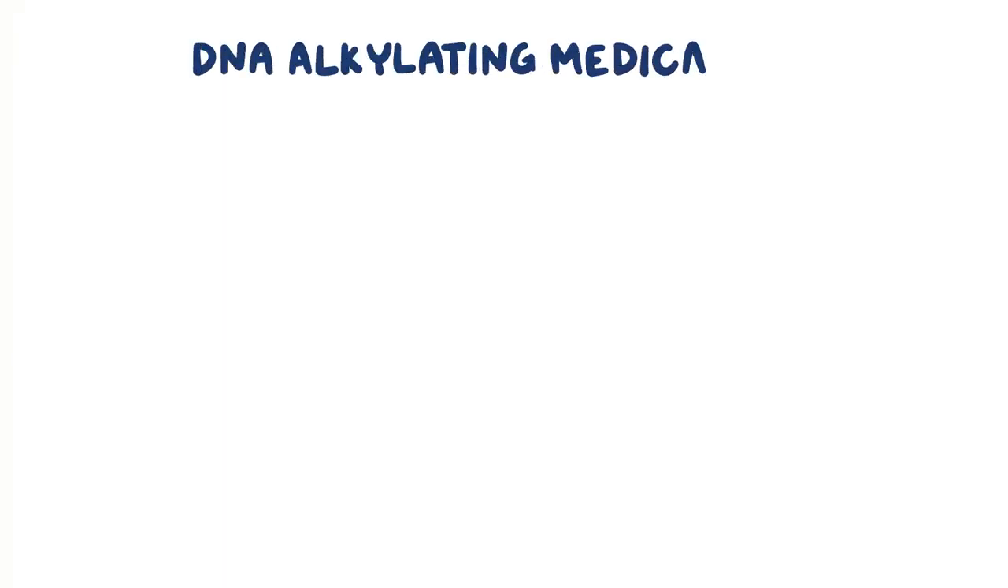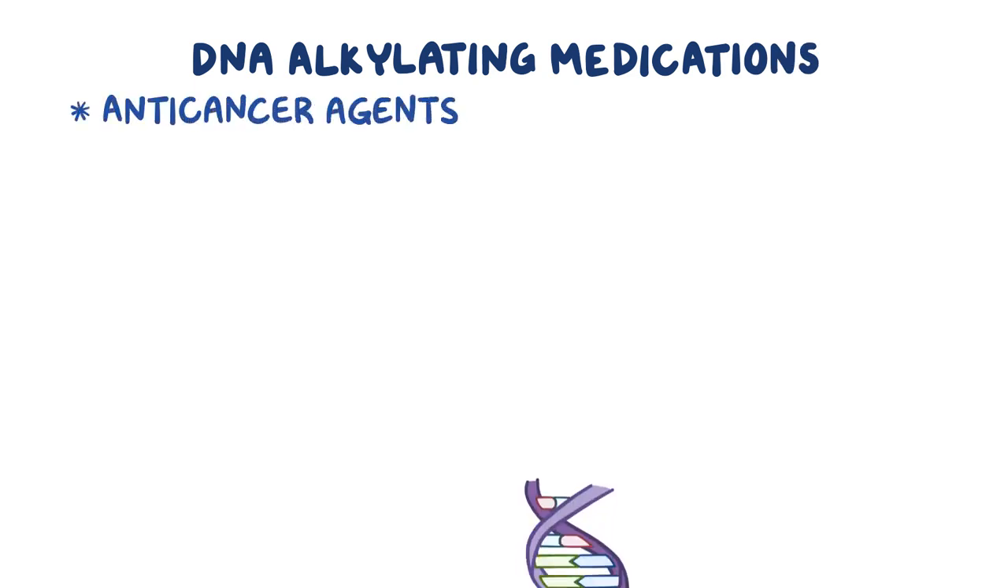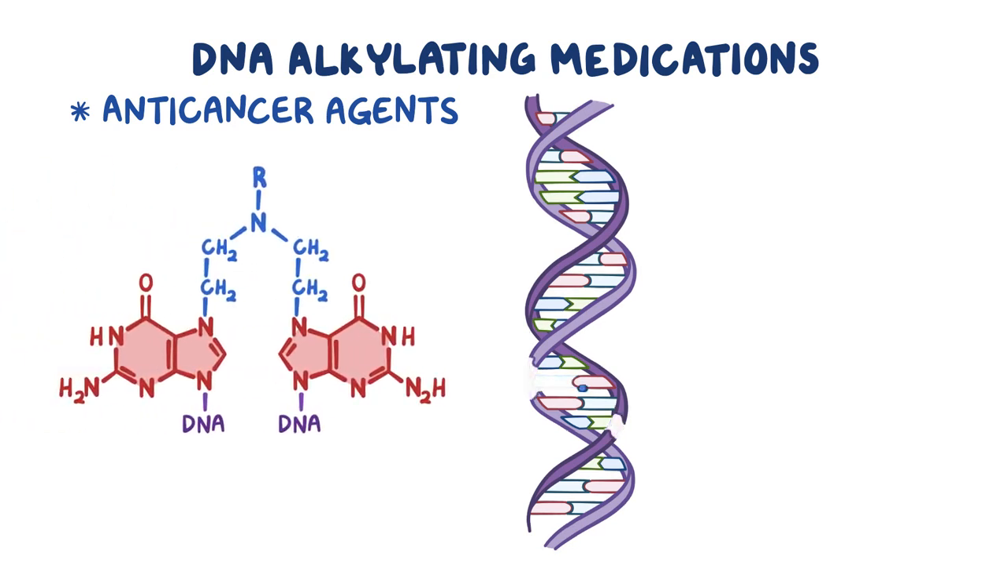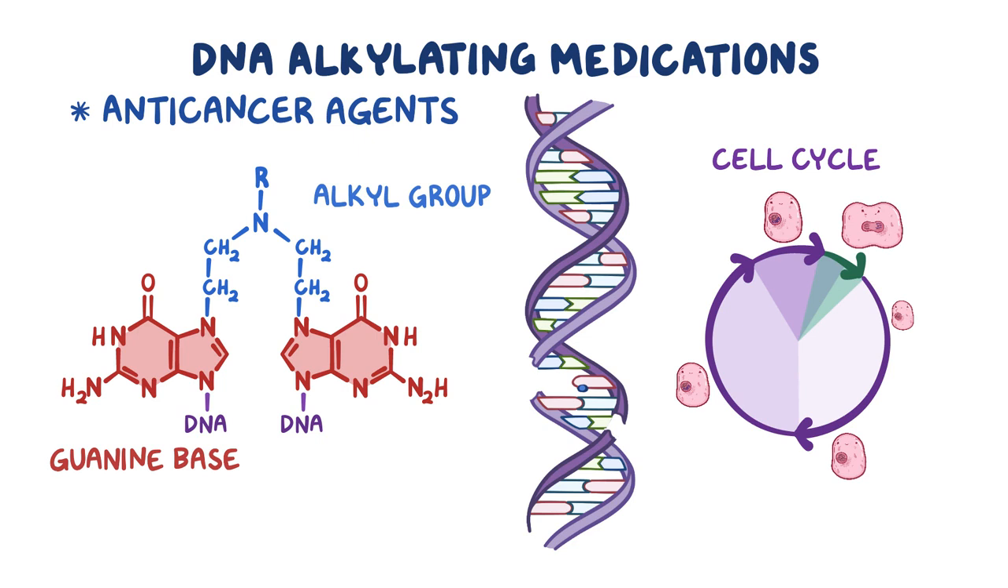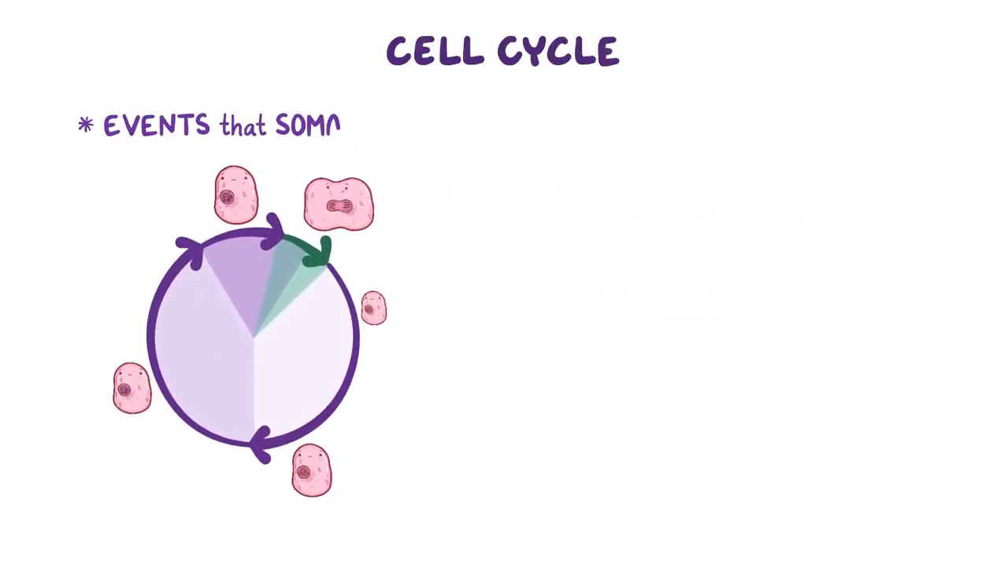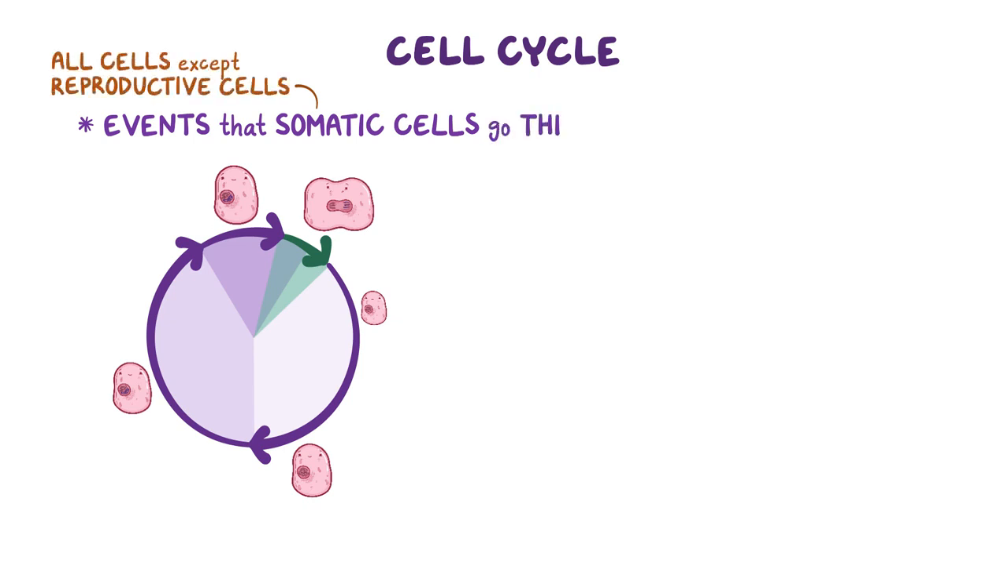DNA alkylating medications are a class of drugs that are mainly used as anti-cancer agents. They disrupt the structure of DNA by adding an alkyl group to the guanine base and can affect all phases of the cell cycle. Alright, the cell cycle refers to all the events that somatic cells, which includes all the cells in our bodies except the reproductive cells, go through from the moment they're formed until the moment they divide into two identical daughter cells.